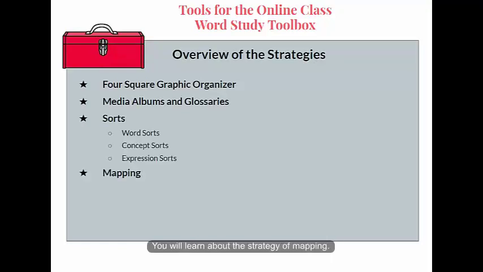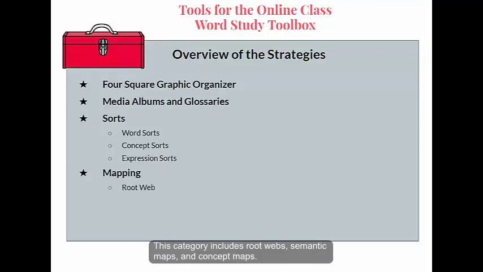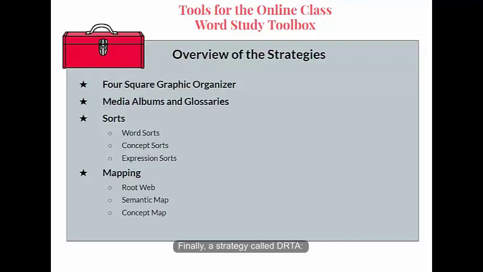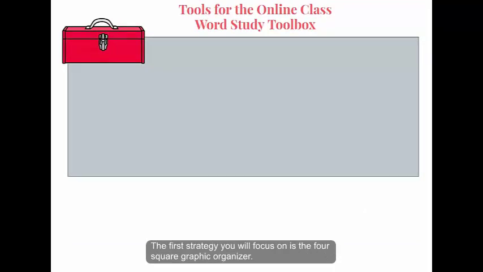You will learn about the strategy of mapping. This category includes root webs, semantic maps, and concept maps. Finally, a strategy called DRTA, the Directed Reading Thinking Activity. The first strategy you will focus on is the Foursquare Graphic Organizer.